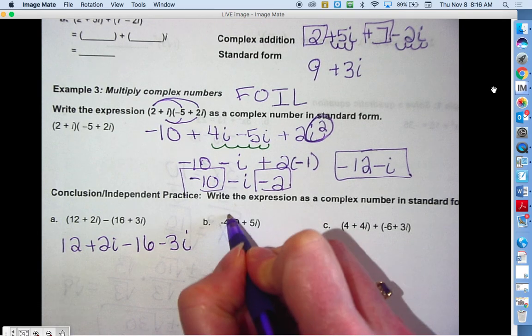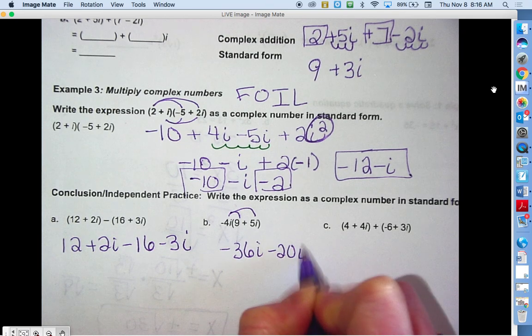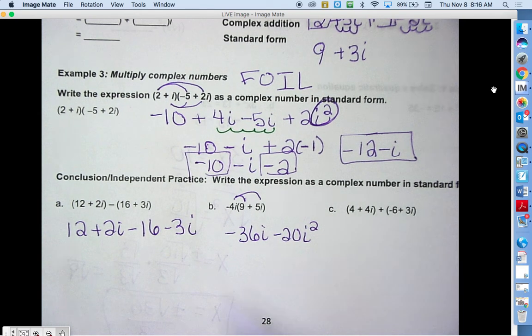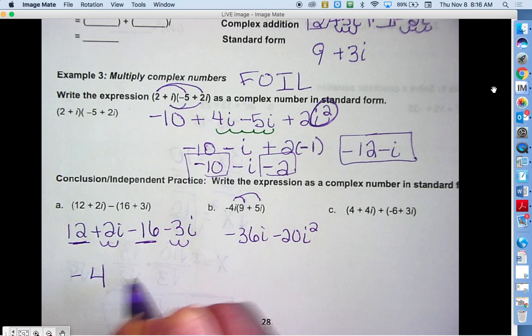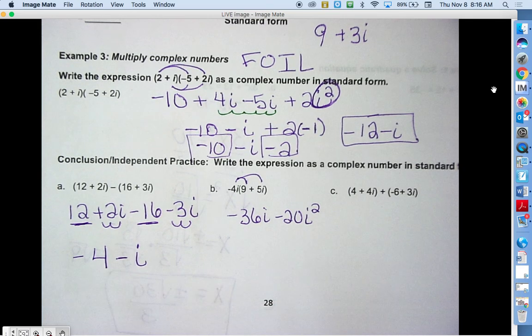So if you look at the 3 problems underneath, it just says to write it in standard form. So that means you're combining the real pieces and the imaginary pieces together. Be careful with that negative sign. Make sure you're distributing it through the parentheses. So for the first one, you would have negative 4 and then minus i. So 12 minus 16, 2i minus 3i.